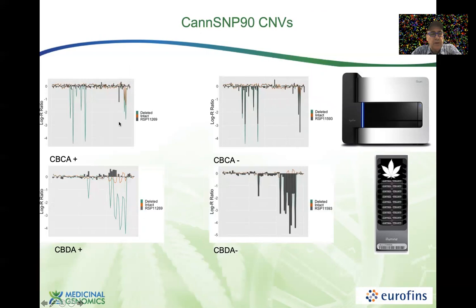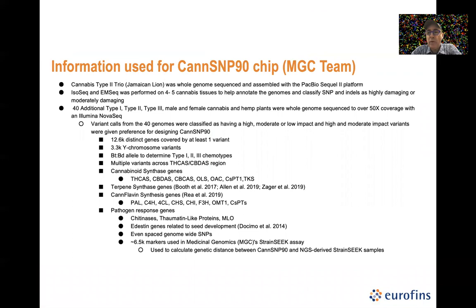Cannabichromene synthase as well, we can pick that up on the chip, and CBDA synthase we can pick up on the chip. So all of them show up on the Illumina SNP arrays, and we can now type those things. We can type a few other things as well on these SNP arrays. There's 12,600 distinct genes covered by at least one variant. As I mentioned before, there's 3,300 Y chromosomes. We can determine type 1, 2, and 3 with the chip.